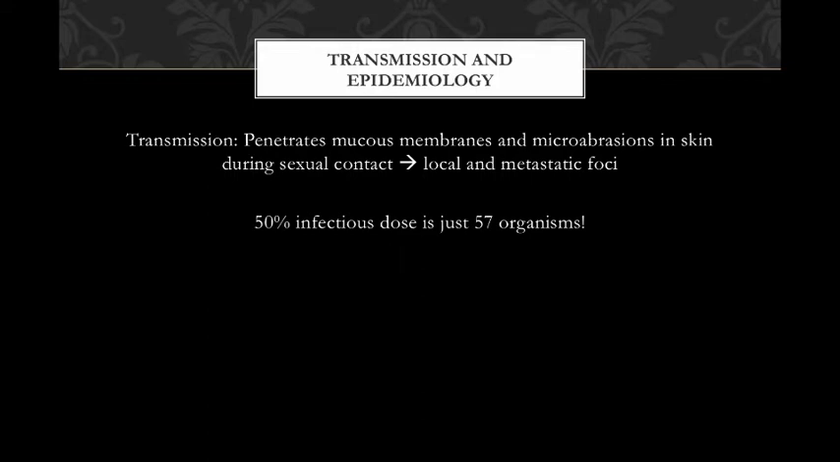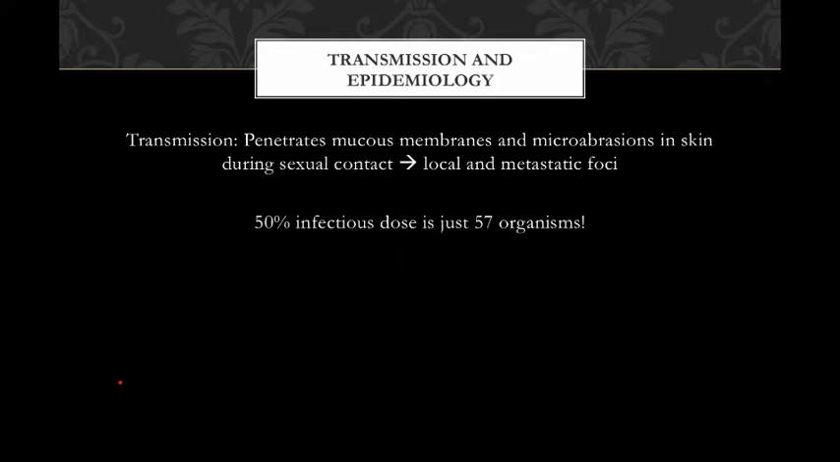Now, what does that mean, the 50% inoculation dose? Well, if I took 10 individuals and inoculated each one of them with 57 Treponema organisms, 5 would become symptomatic with syphilis. That wouldn't be very nice of me.